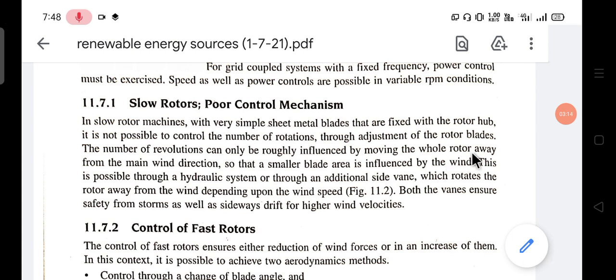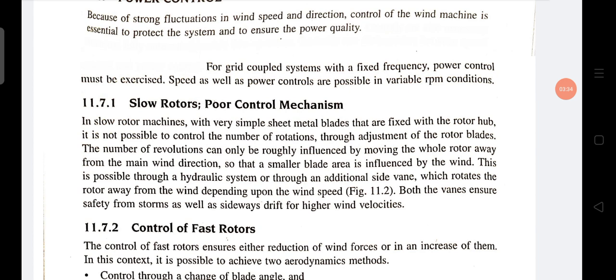Now, the number of revolutions can only be influenced by moving the whole rotor away from the main wind direction, so that a smaller wind area is influenced by the rotor. Here we can move the whole rotor in a direction where the incoming wind is very less. When we move the rotor face from the direction of wind, or the rotor face partially meets the direction of wind, then we can control the rotation.